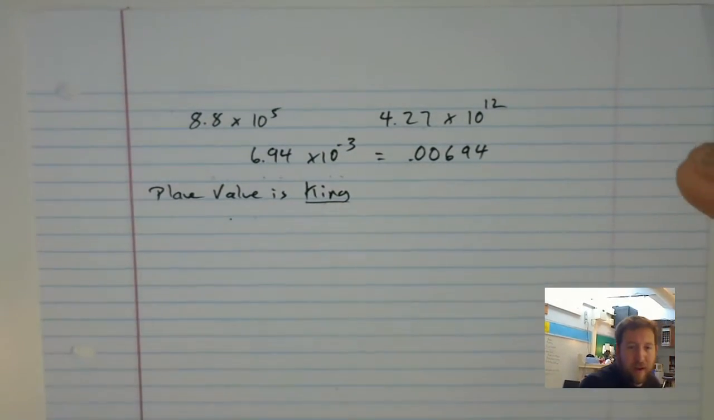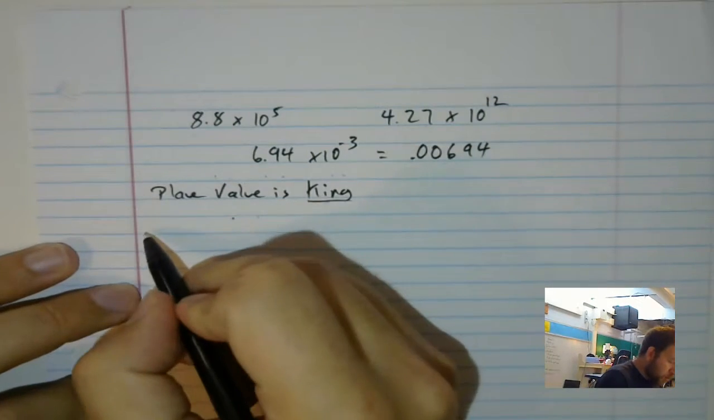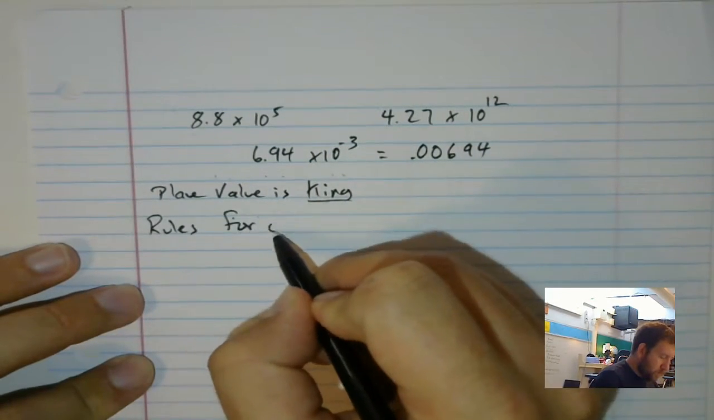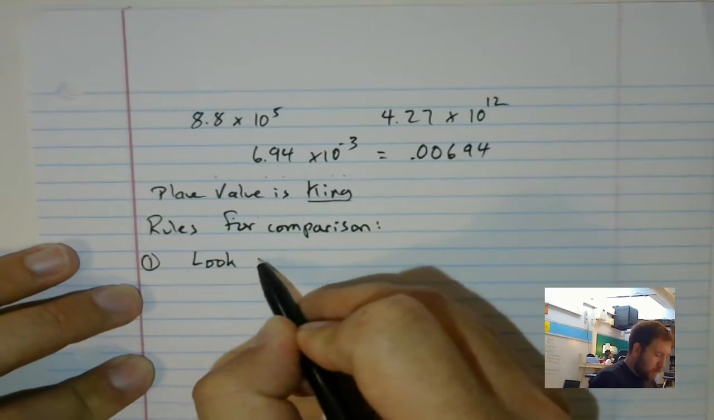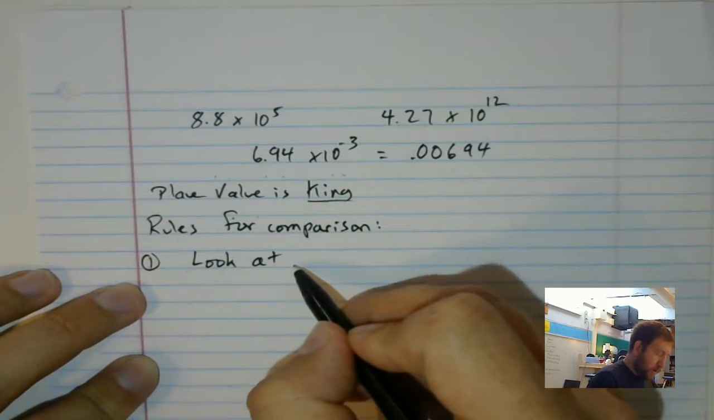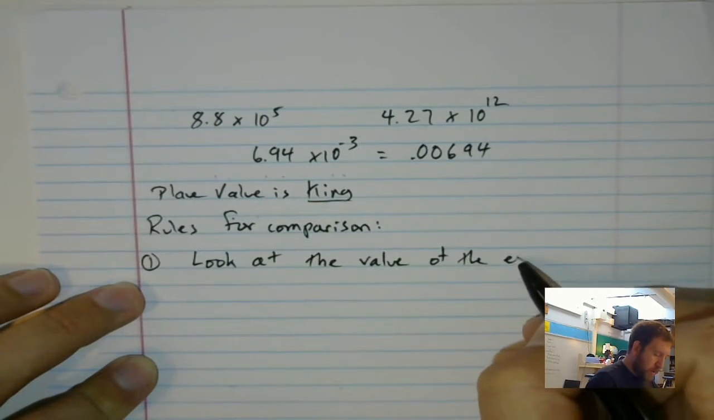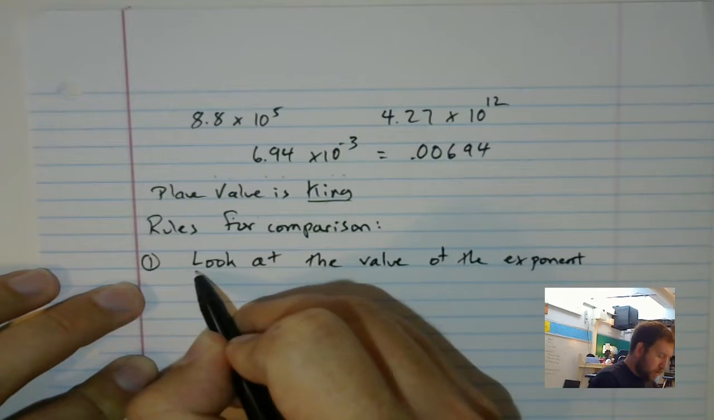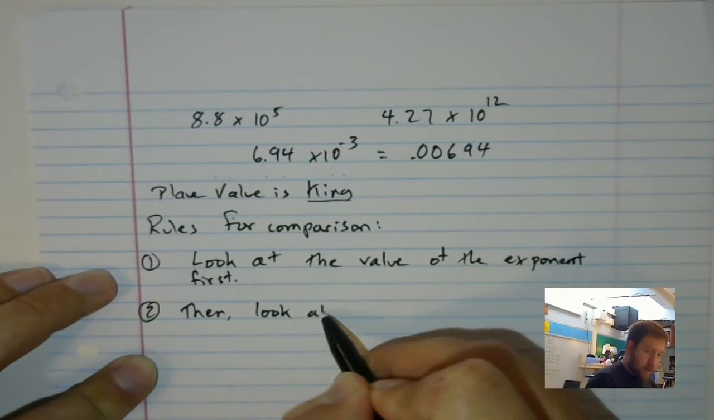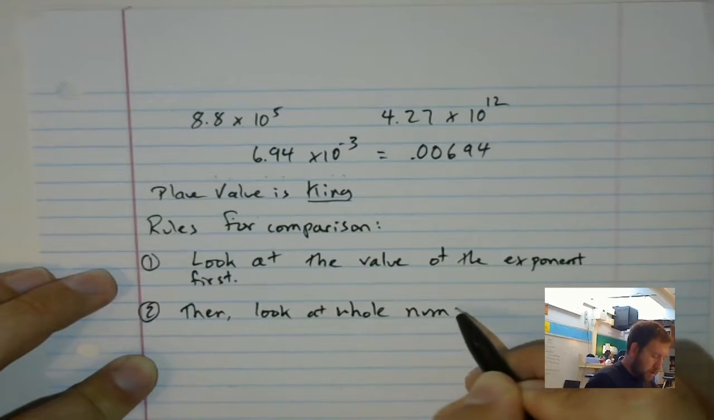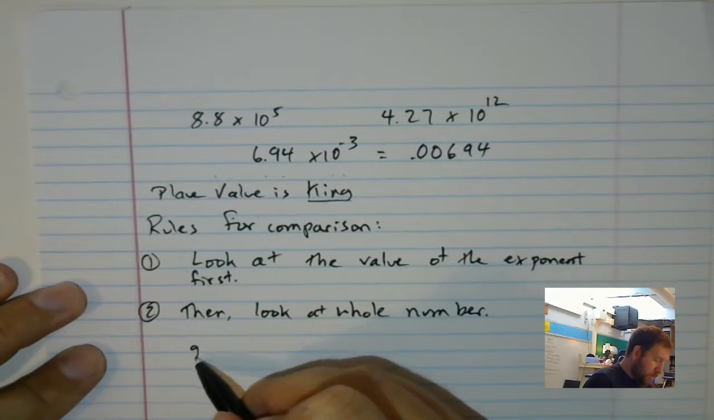So our key for comparing numbers like this is looking first at our exponents and then at the numbers if we have a tie. So our rules for comparison: First, look at the value of the exponent first. Then look at the whole number.